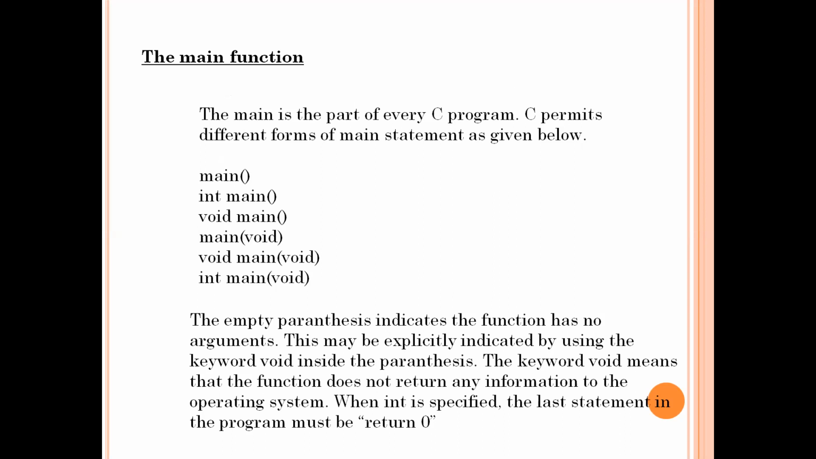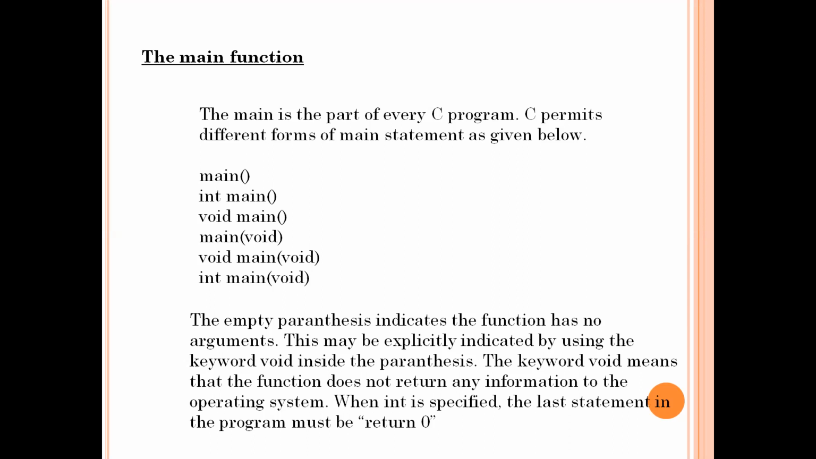So let's see more about the main function. The main function is a part of every C program. C permits different forms of the main statement: int main(), void main(), void main(void), int main(void). Empty parentheses, in any case, indicate that there are no parameters or arguments. The function never uses any parameters or arguments.